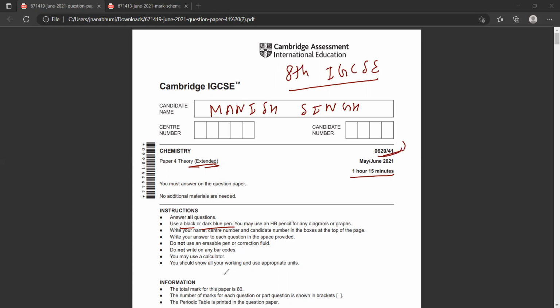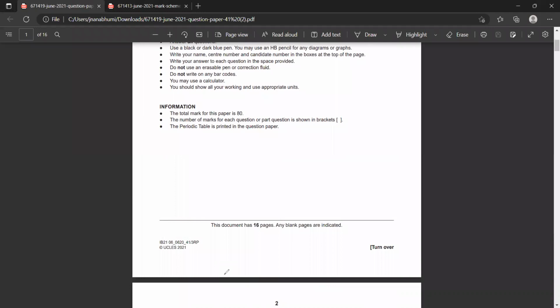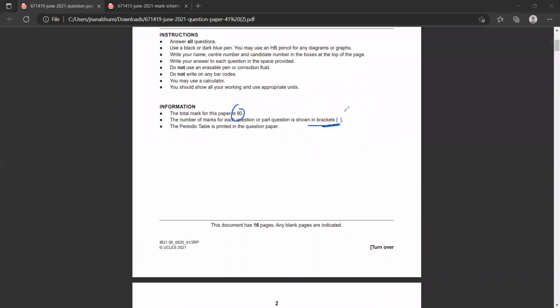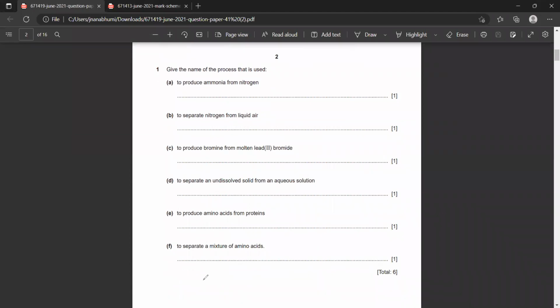Now read the instructions below. It is a total of 80 marks, and marks will be shown in the brackets. The periodic table is given in the question paper. So the next point is, we have to find the answers now.